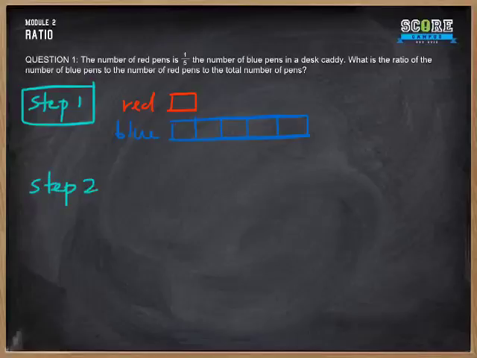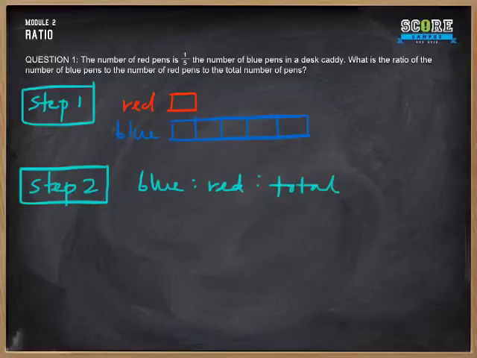Based on the model, we can easily find the ratio needed. The order is this: blue is to red is to total. Now how many blue boxes do we have? We've got 5 blue boxes is to how many red boxes? 1 red box. What is the total number of boxes? 6. 5 is to 1 is to 6. And that is your final answer.